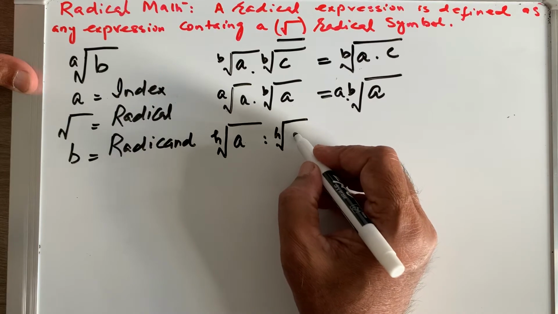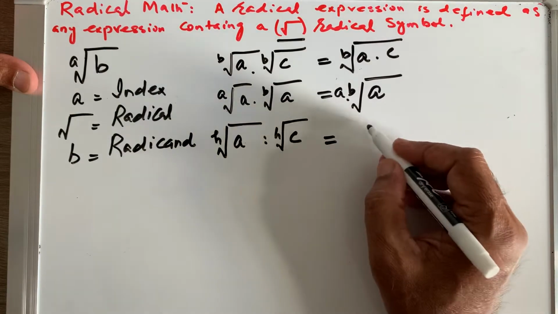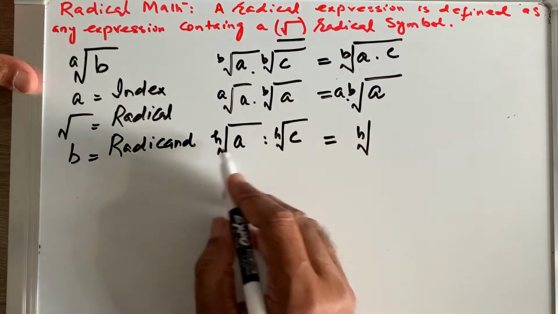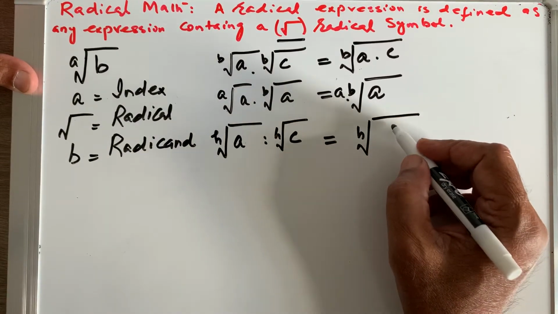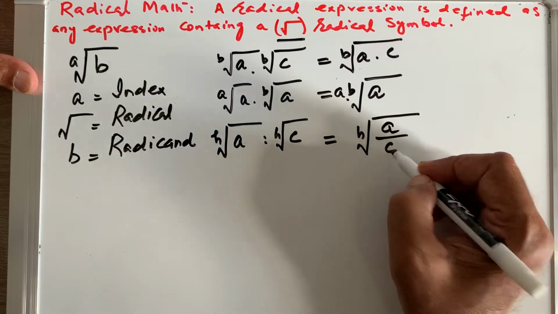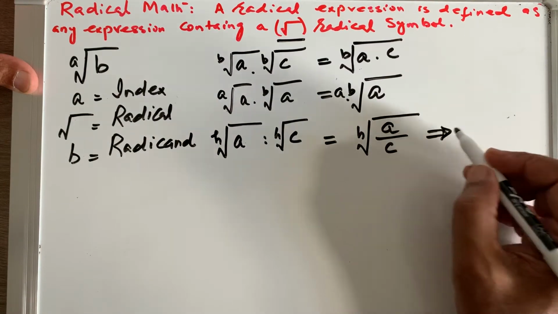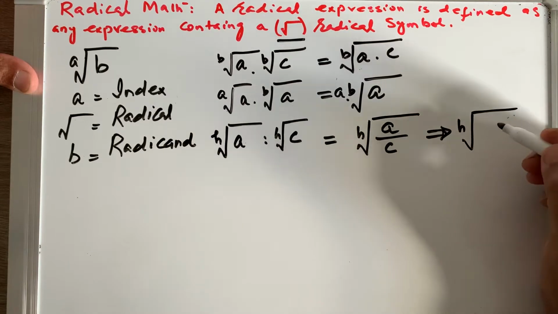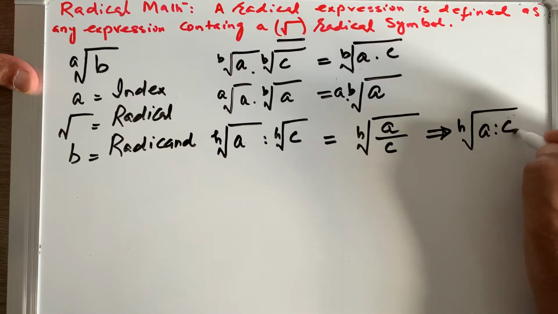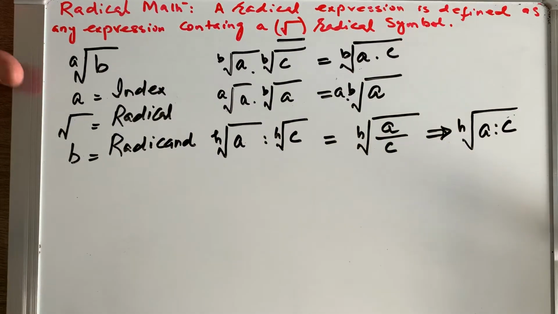We can write the index H as the same because H is common to both of them. The index is the same, but the radicand is a ratio, and it can be written like this. The index is the same, and A over C can be written as A is to C. So now, if we have this much knowledge of radical math, we can solve small questions.